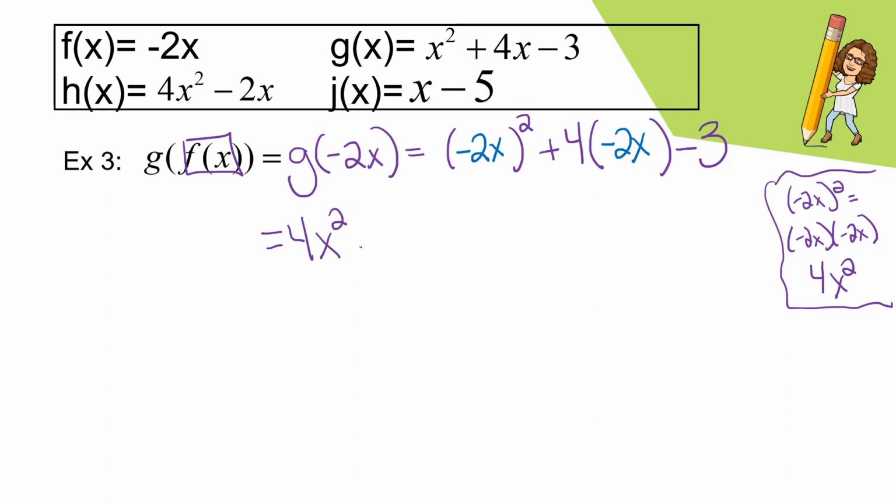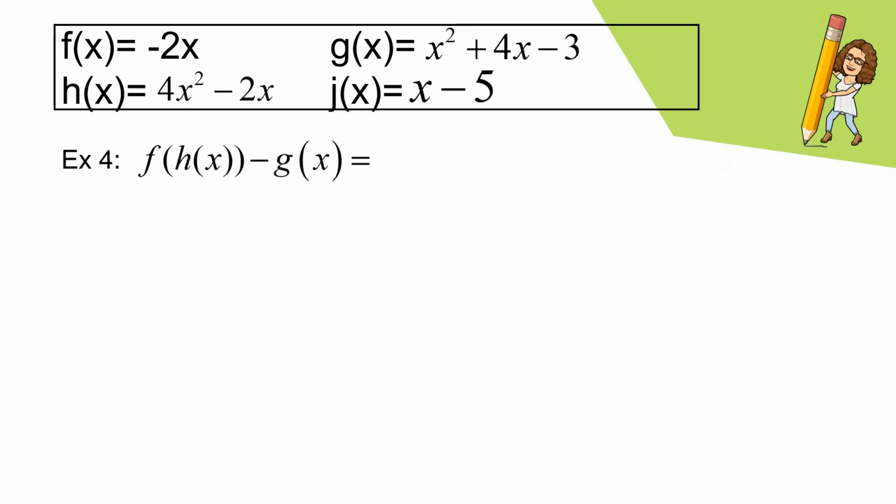4 times negative 2 is negative 8x. And then I have that minus 3 hanging along. That seems to be the final answer for g of f of x. Let's try example 4 now.